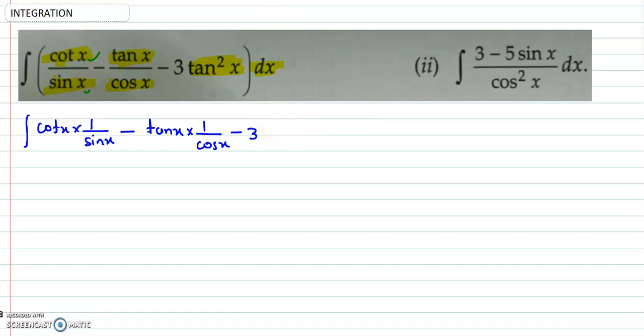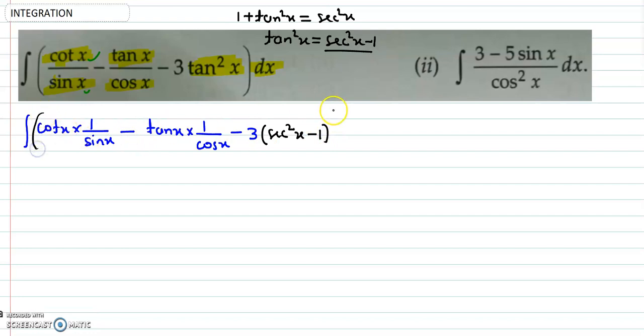Using the identity, we know that 1 plus tan square x equals secant square x. So from here, you can write tan square x equals secant square x minus 1. So this tan square x can be written as secant square x minus 1. Now with respect to x, you have to integrate.